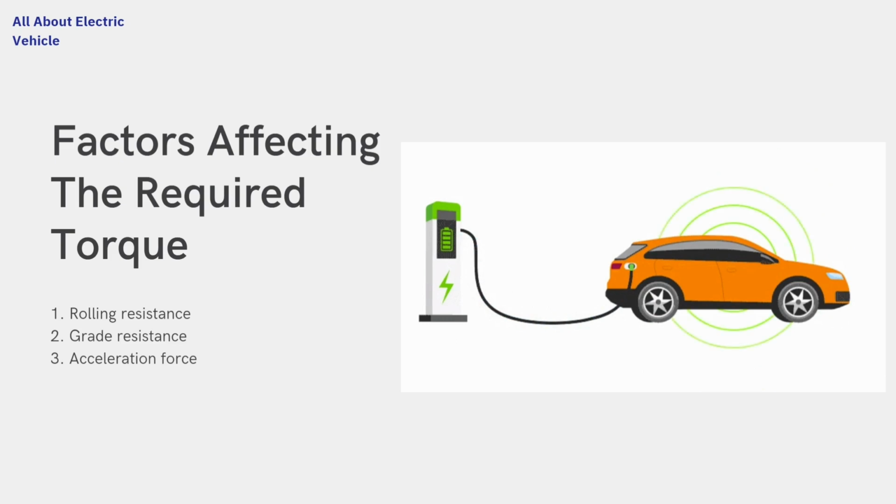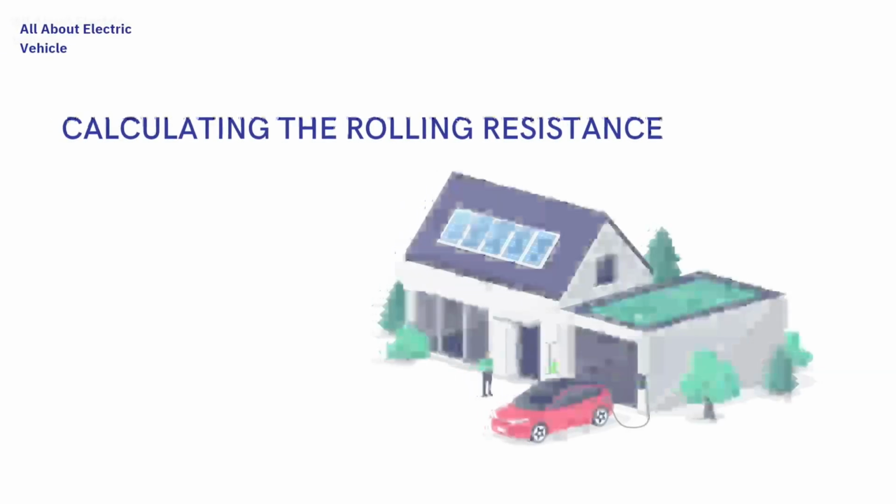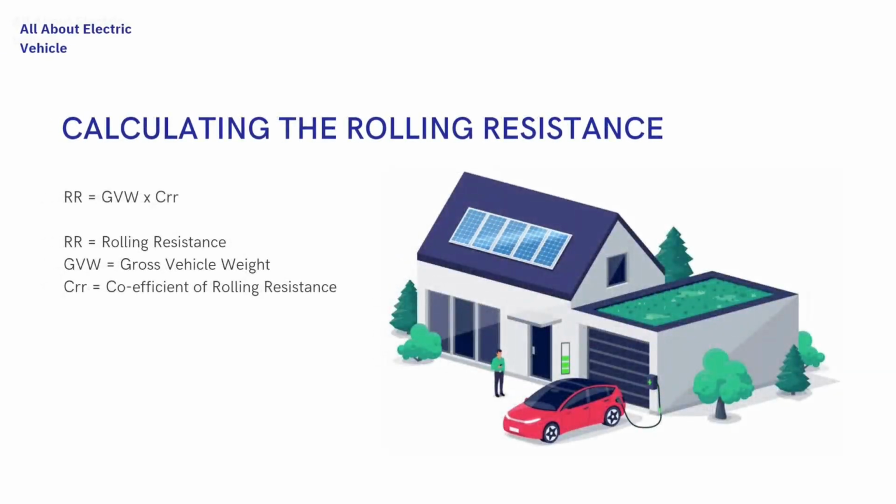So, to calculate the maximum torque required for an electric vehicle, these factors need to be taken into account. The torque required for each factor can be calculated separately and then added together to obtain the total torque required. Now, we'll see calculating of the rolling resistance.